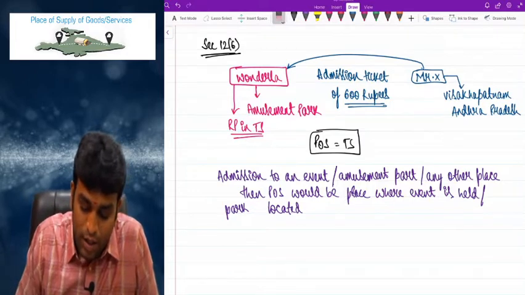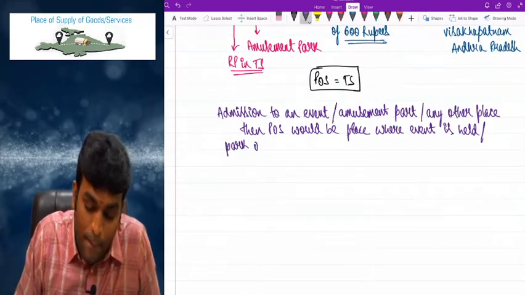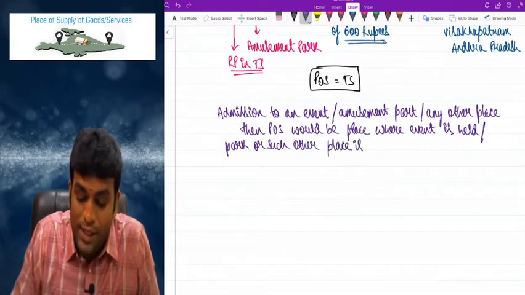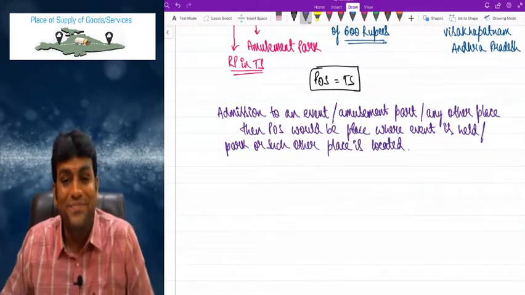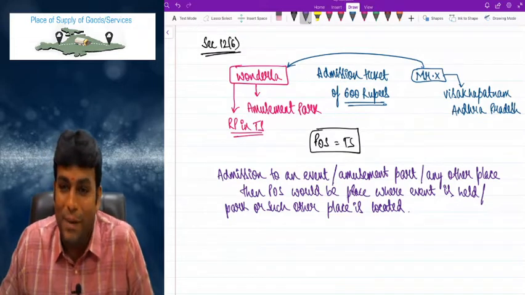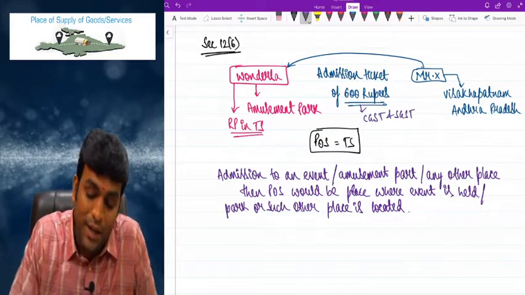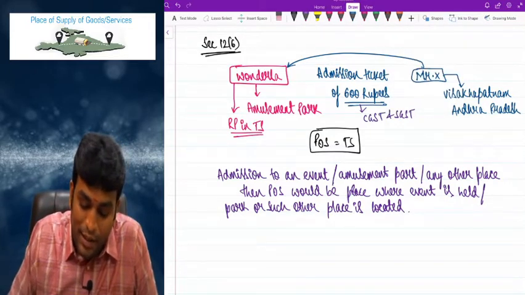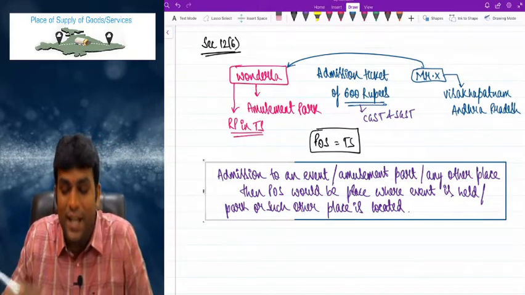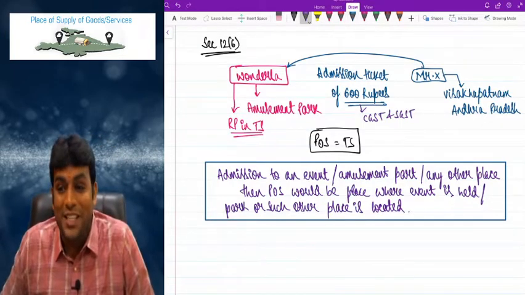Or just to add on, the place where the event is held or park or such other place is located. So wherever the park is located, my dear friends, that only becomes the place of supply. So obviously, in Wonderla's example, location of supplier is in Telangana, place of supply is in Telangana. So on this admission ticket, what will they charge? CGST and SGST. That is why these amusement parks always charge CGST and SGST. They never charge IGST because place of supply is the place where the park is located. No doubt about it.